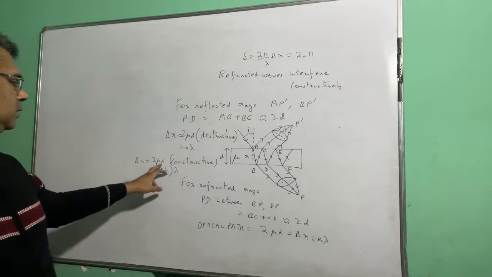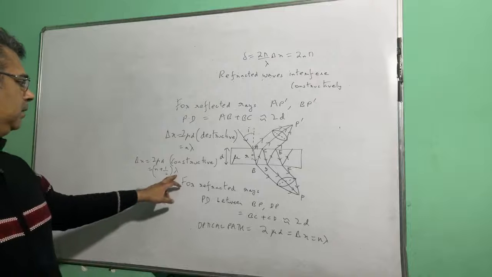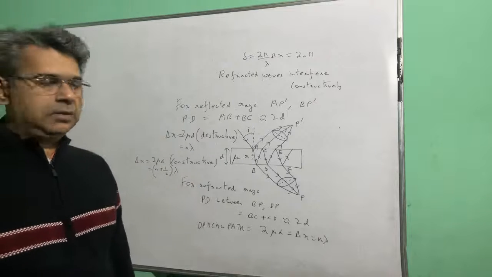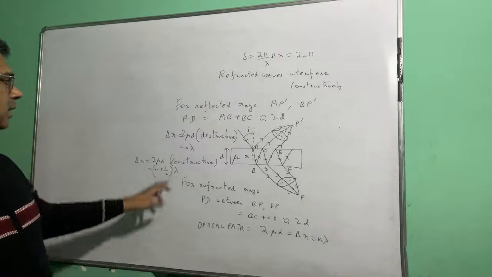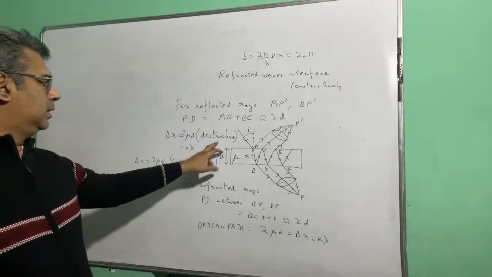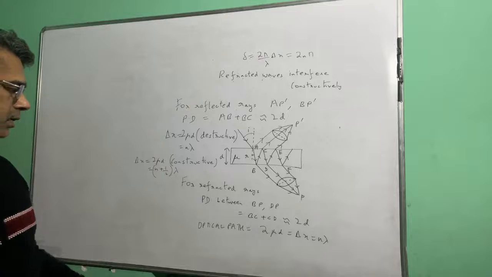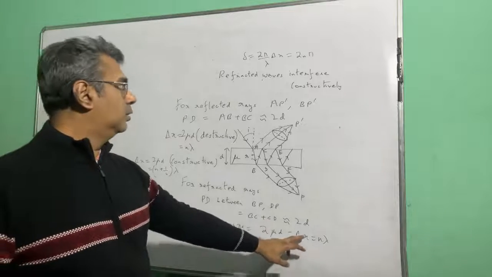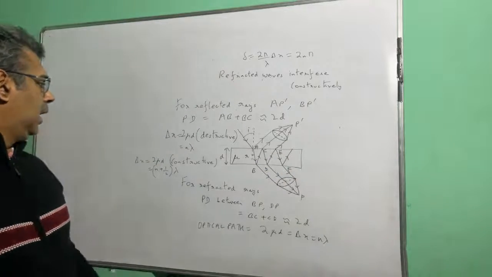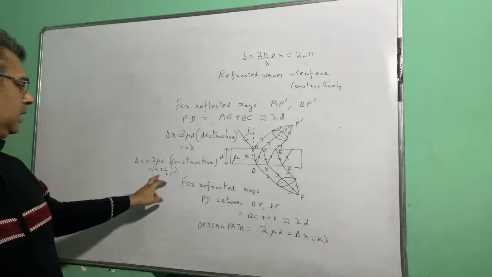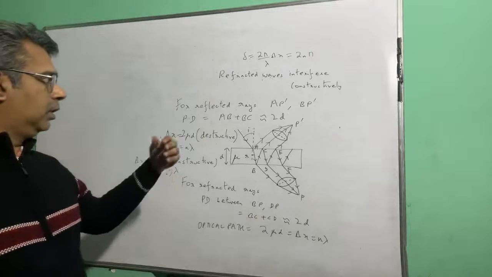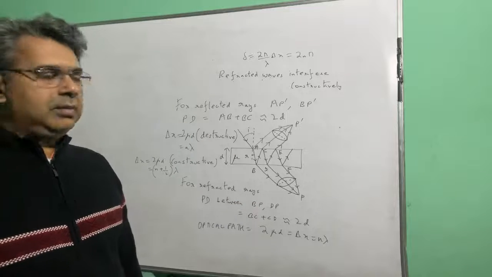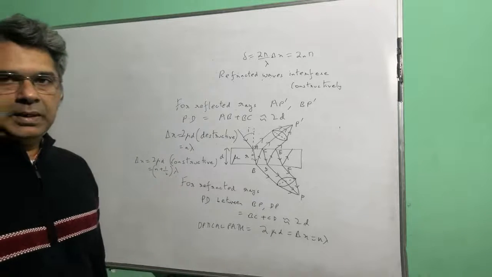So delta x is 2 mu d is n plus half lambda. This is the condition for constructive interference, right? So delta x is 2 mu d is n lambda is destructive. So in case of refraction, it was constructive. And delta x 2 mu d is n plus half lambda, that will be for refraction it was destructive, and for reflection it will be constructive.